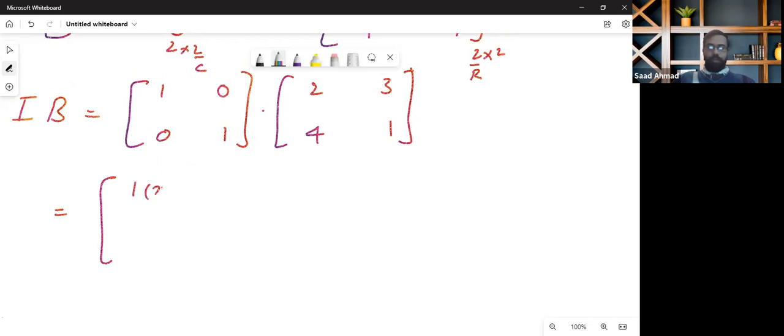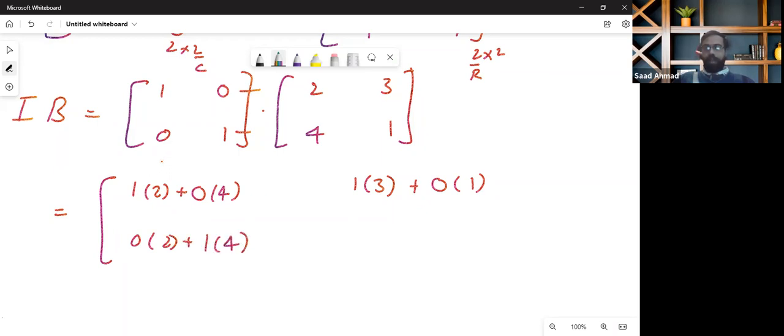So 1 times 2 plus 0 times 4. Again, pick the first row and multiply it with the second column: 1 times 3 plus 0 times 1. Now we come to the second row, pick the second row and multiply it with the first column: 0 times 2 plus 1 times 4. Again, the second row, second column: 0 times 3 and 1 times 1.